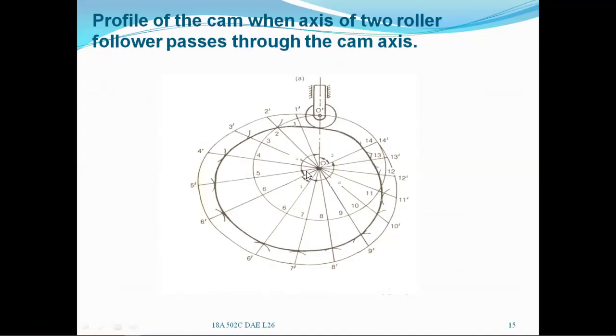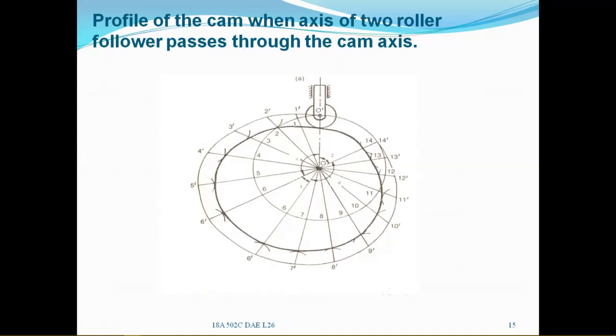And from each point, draw the lines passing through point A and 1, and produce it to some extent. Similarly draw the second line, third line, fourth line, fifth line, and sixth line, and so on. And the 6 dash, 7 dash, 8 dash, 9 dash in the return stroke, that is 10 dash, 11 dash, 12 dash, 13 dash, 14 dash, etc.